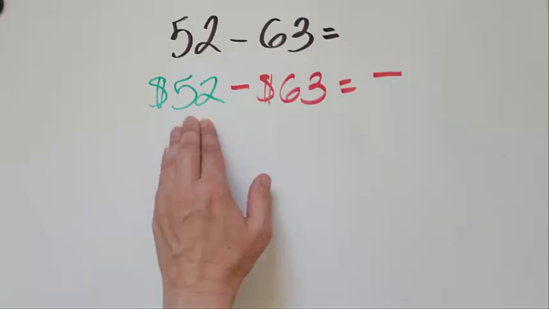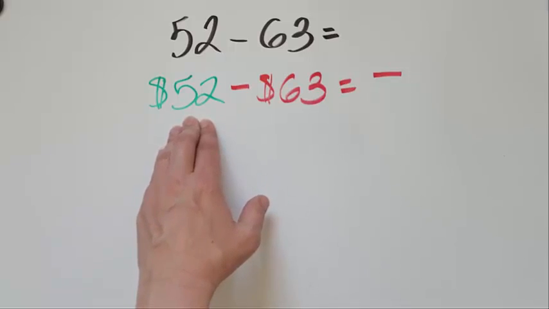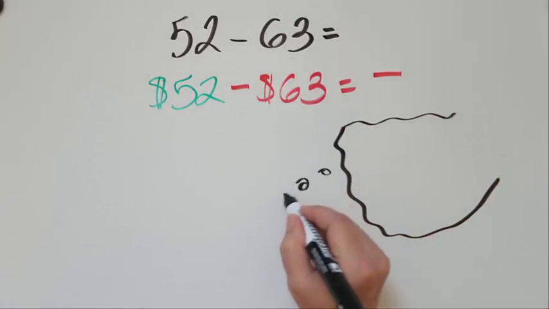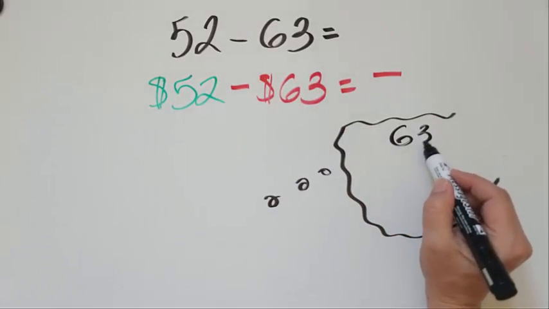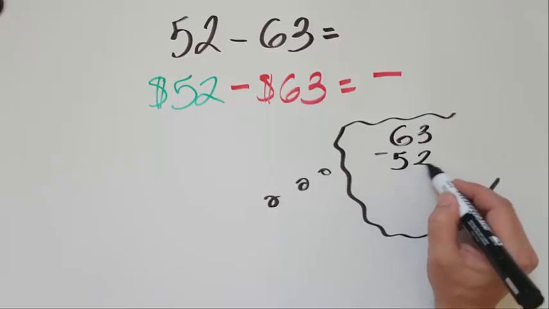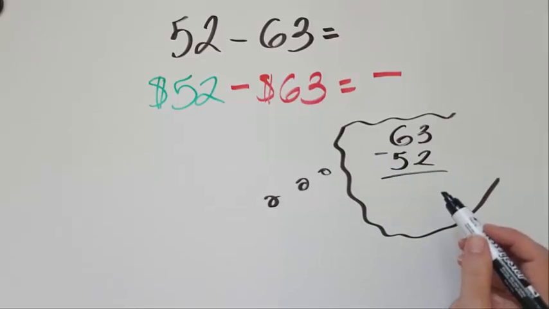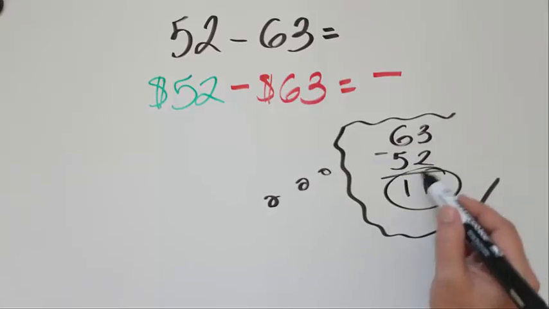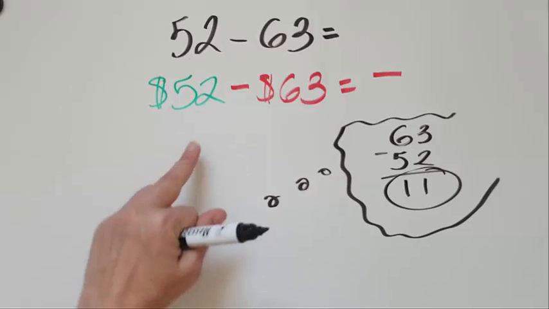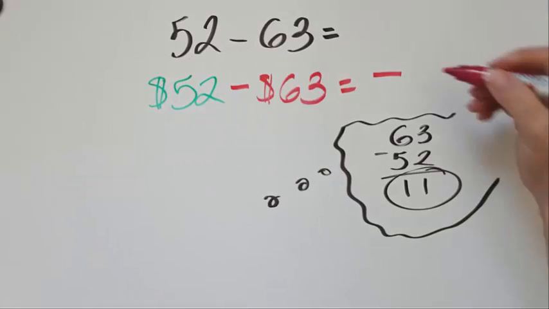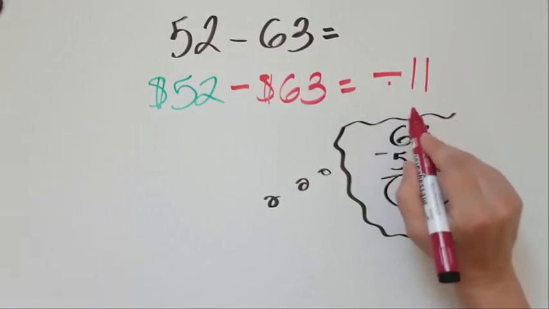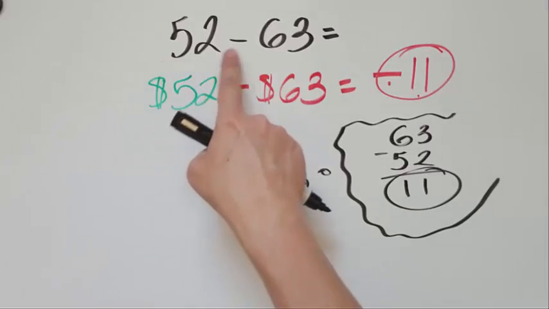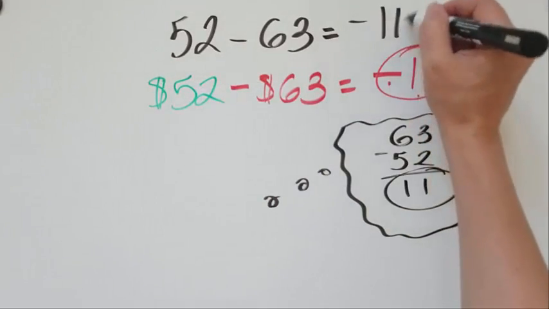So if I paid 52, how much do I still owe them? So in the back of my mind, I have a little thought bubble over here. I owed them $63 and I paid them 52. How much money do I still owe them? 3 minus 2 is 1. 6 minus 5 is 1. I still owe them $11. So what is 52 minus 63? I still owe them. I owe them $11. So back up to the original problem. 52 minus 63 is a negative 11.